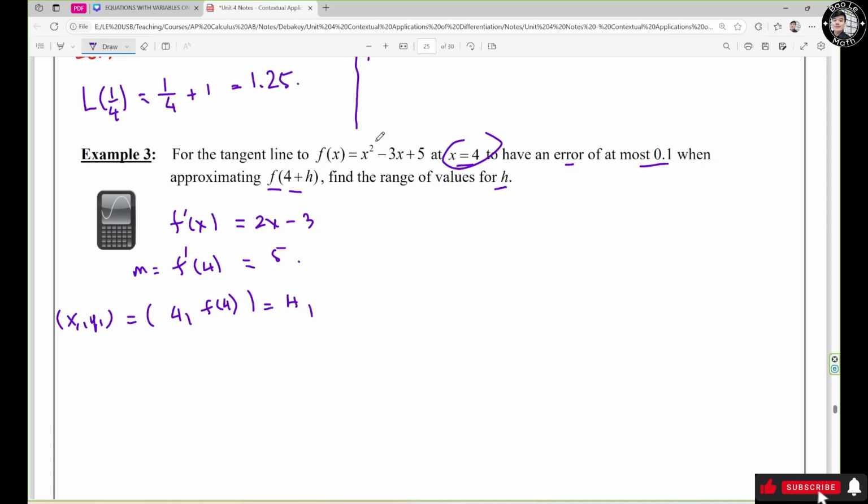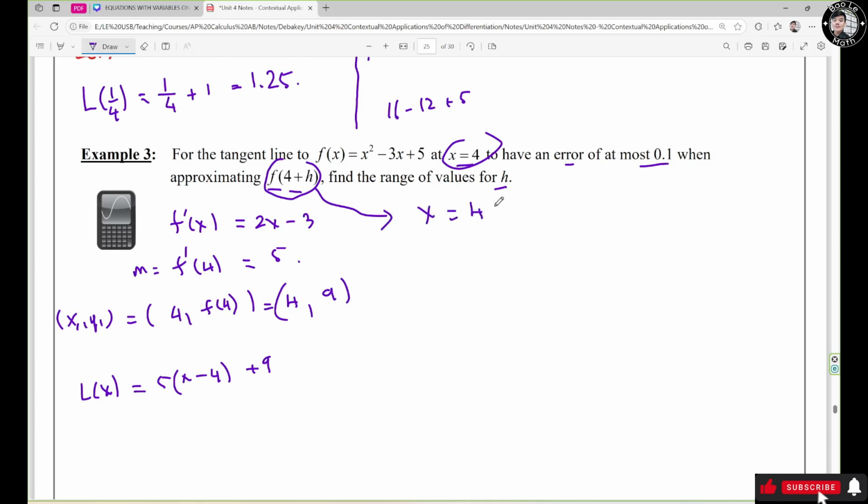Substitute 4 for s over here. So I have 16 minus 12 plus 5, right? So it could be 9. So you have the equation L of s equals the slope 5 times s minus s1, s minus 4, plus y1, plus 9, right? You need to approximate this guy, right? So then s should be 4 plus h, right? So I need to calculate L of 4 plus h.